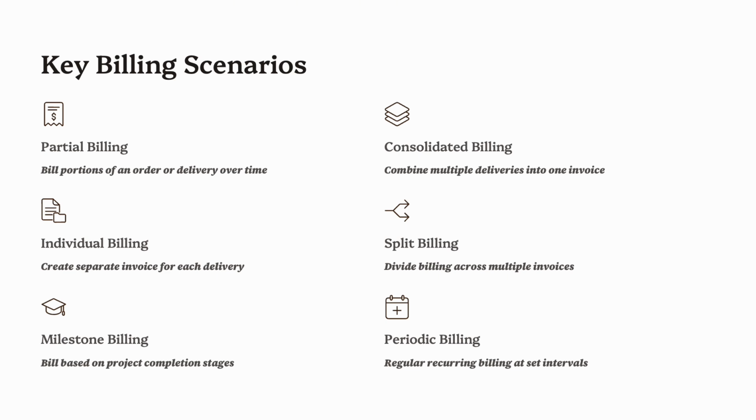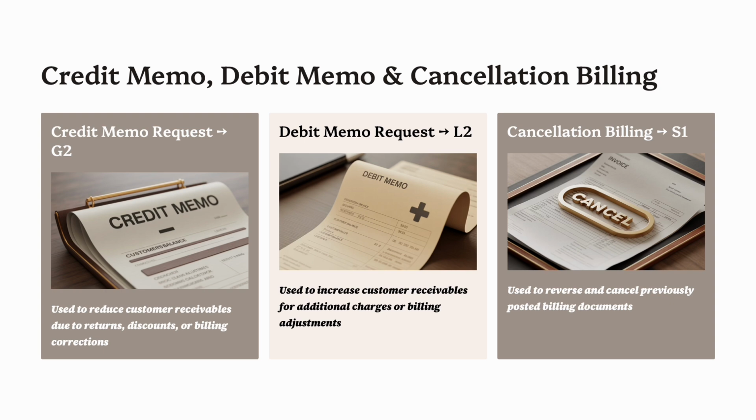Keeps audit trail clean. Cancellation works like this: F2, S1; G2, S1; L2, S1. After cancellation, you can recreate the correct invoice. Why? These requests are important because they maintain compliance. Every company needs refund processing, price corrections, negative postings, clean FI reconciliation, audit safe processes. Credit, debit requests and cancellation billing make this possible. Next, we're going into configuration basics and copy control, the heart of SD billing.